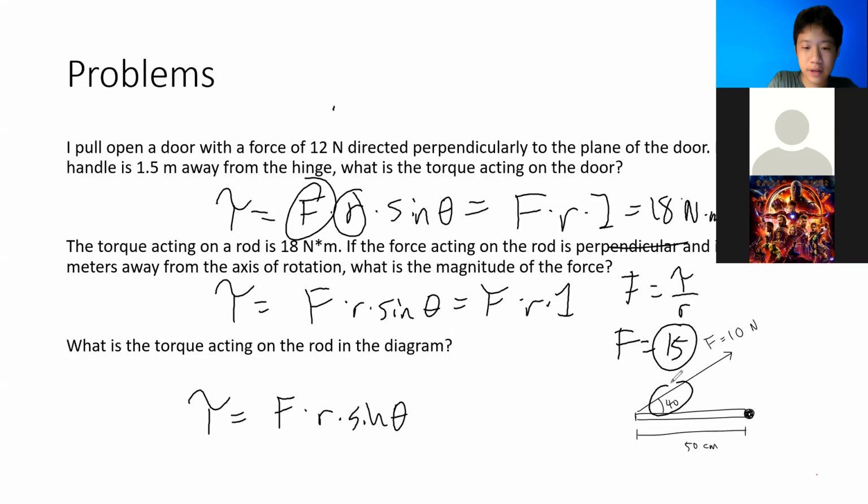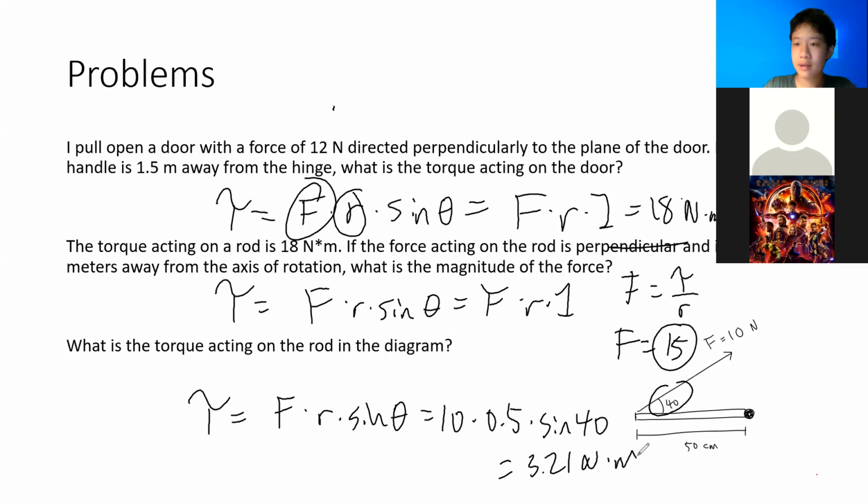Theta in this case is 40 degrees. So it's just 10 times 0.5 times the sine of 40. And you will get 3.21 newtons times meters. All right, and someone asked, do we have to use degrees when we put in numbers into the calculator?